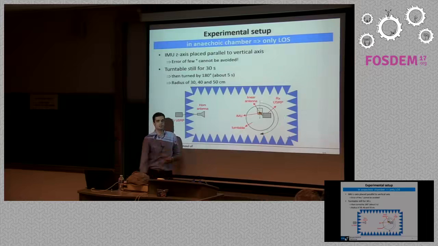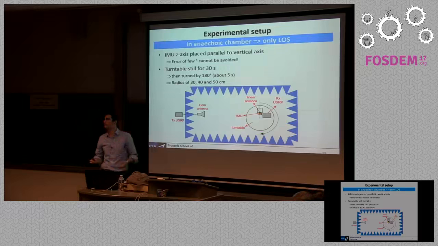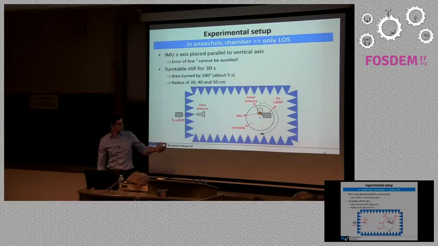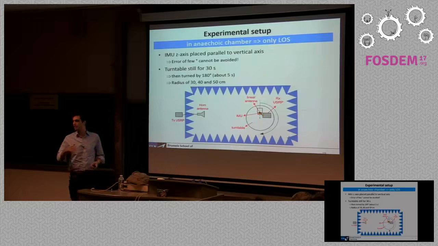You know that anechoic chambers usually have this turntable to turn antennas in all directions so you can measure the radiation pattern. Well, we're going to use the turntable to generate a movement that we know. We're going to turn in a semicircle here. We know how far away from the center of the turntable we are. So we have this very controlled movement. At least we're going to see how our IMU processing does with respect to the movement.